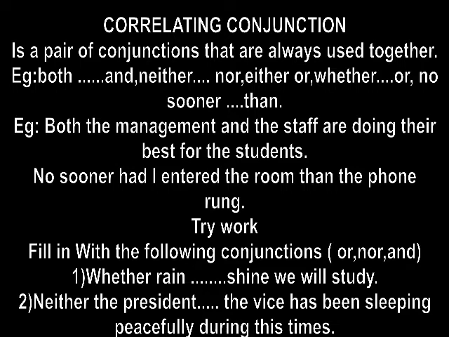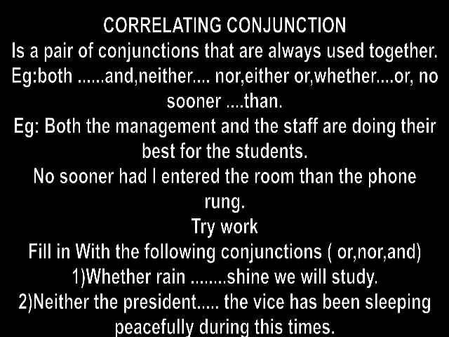We can have our first example. Whether rain, shine, we will study. We notice that correlating conjunctions work in pairs. And in our definition, we studied that whether goes with or. So here, whether rain or shine, we will study. So the answer for question 1 is or. You cannot place nor, you cannot place and. If you place and, then you are talking about a coordinating conjunction.